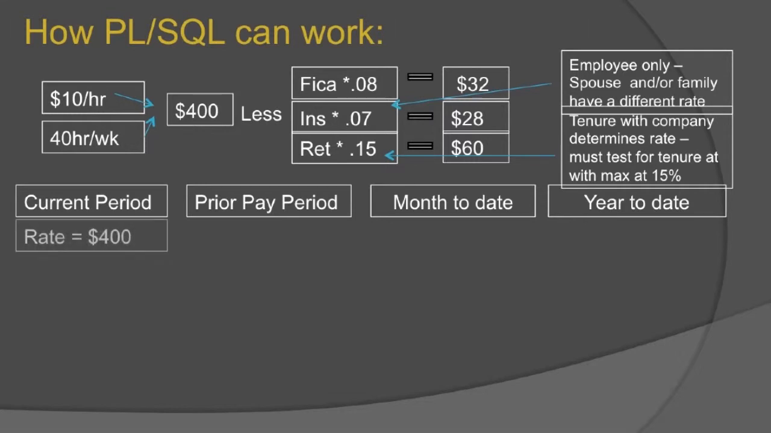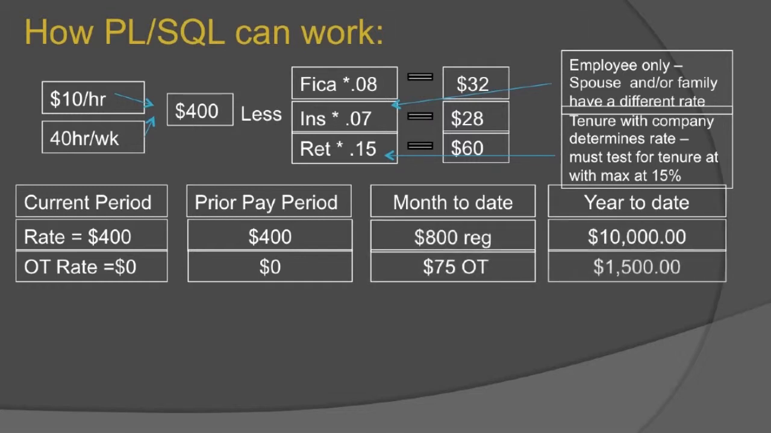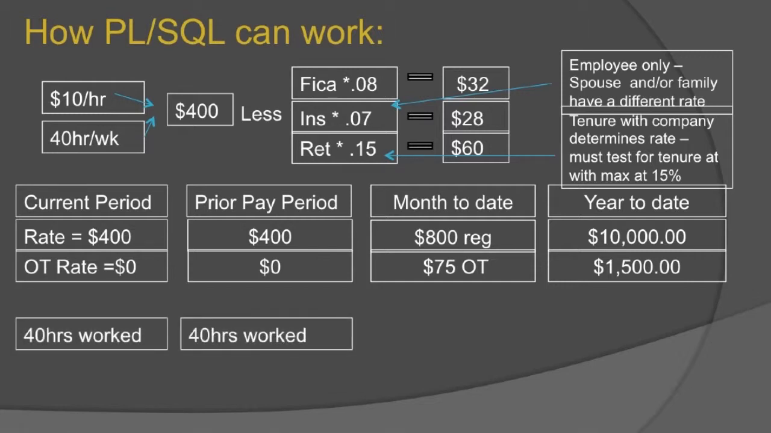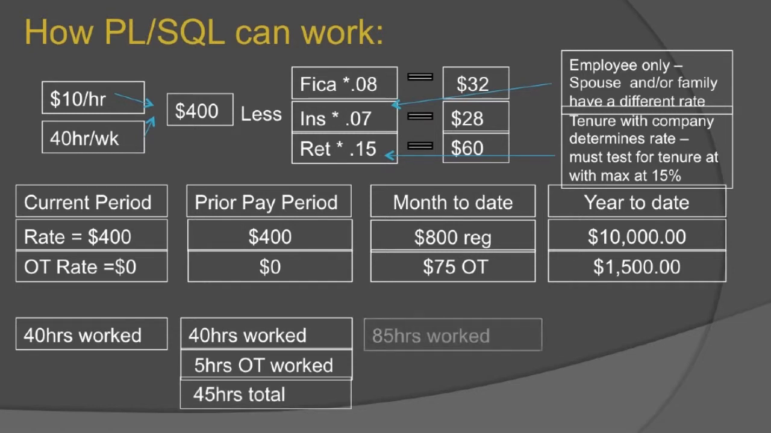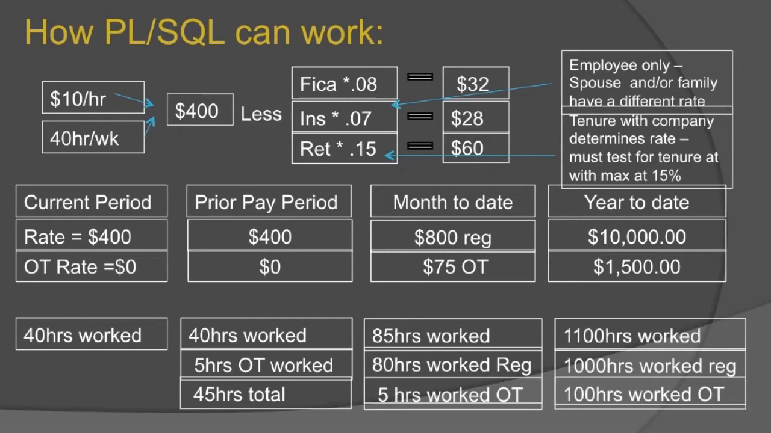And as you go with the progression, you can see how you have $400, you have prior period, month to date, and then you have year to date. Now, that's just on the dollars. You also have to capture the hours. Now, he worked 40 hours. You have prior period. You have overtime issues that you have to contend with. You have month-to-date issues and year-to-date items to contend with. Now, at this point, just stop and think of where we're at.